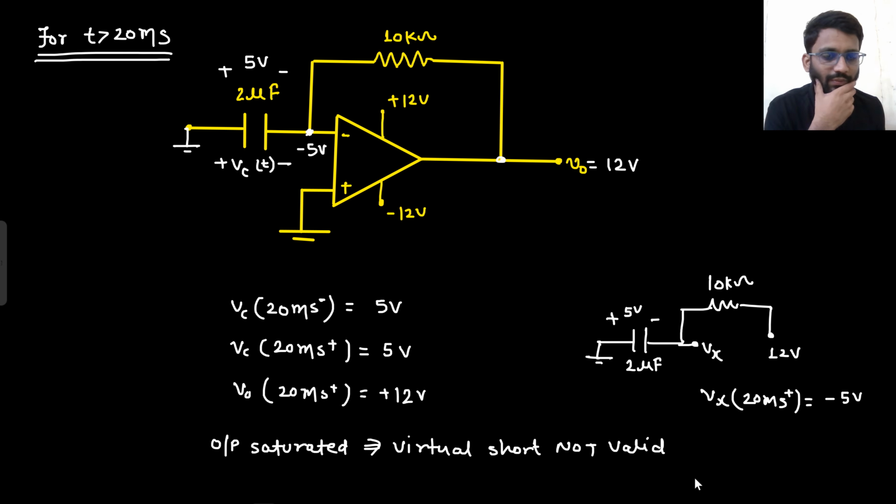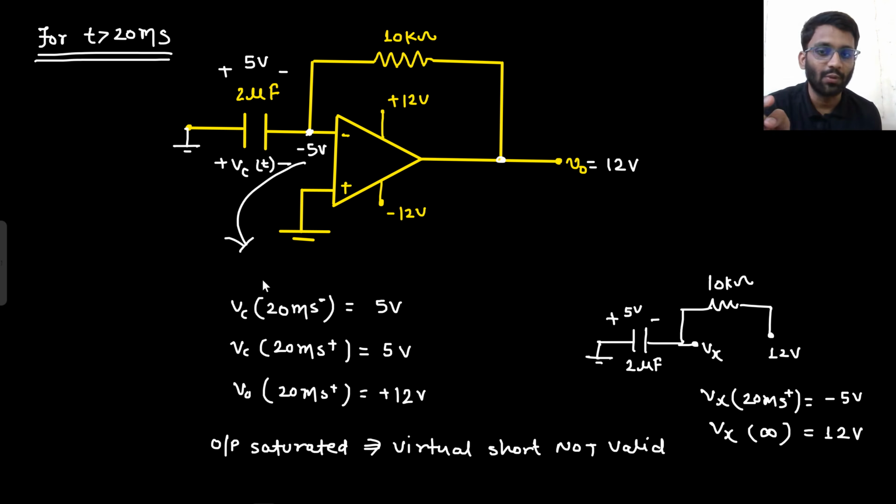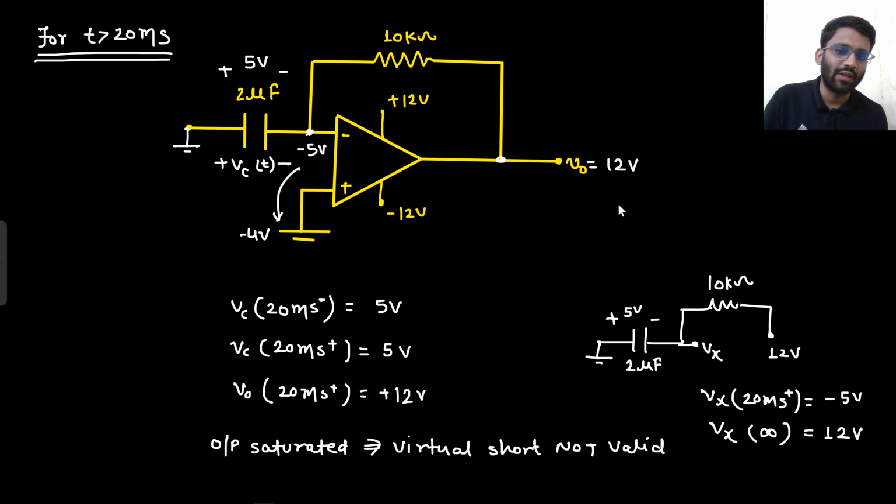Say yes or no. At steady state, this will be open circuited. Then this resistor will drive 0 ampere current. So this 12 volt will come here. So Vx at steady state will try to go to 12 volt. So now what is the target of Vx? From minus 5, it is trying to go to 12 volt. Now Vx node will move. From minus 5 to, let's just say it moved to minus 4 volt. Is there any issue at the output? No. Output will be at 12 volt only.